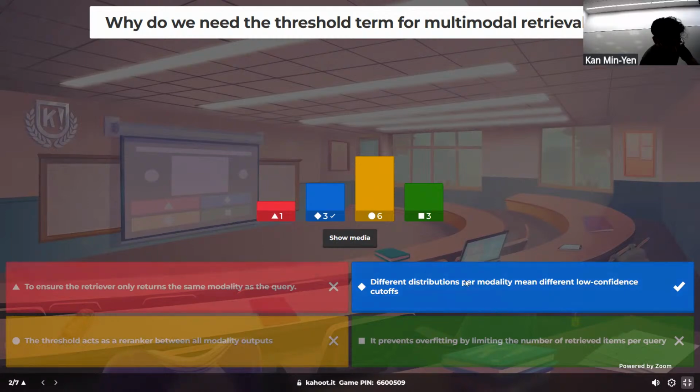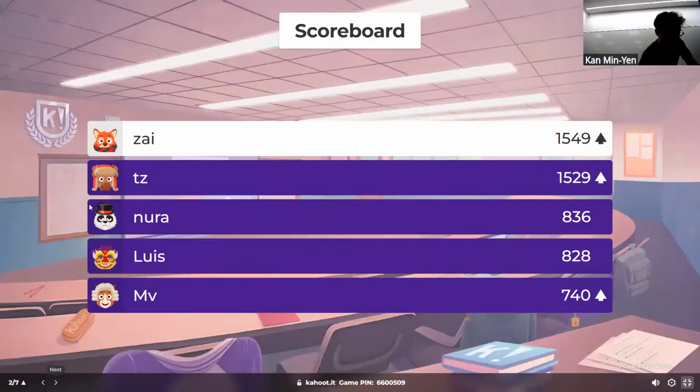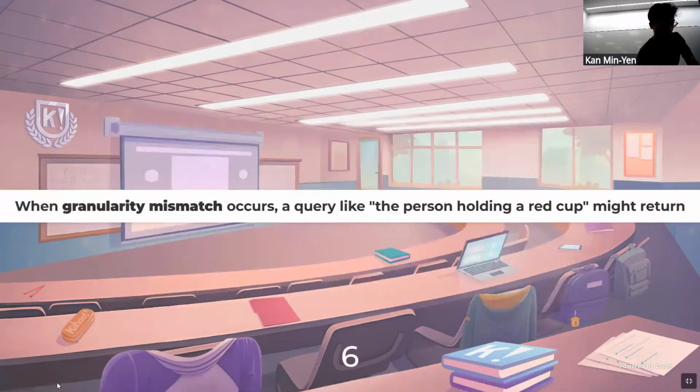Oh, and overfitting is also kind of a red herring. The threshold term does not have to do with overfitting. And now Sai is at the top of the leaderboard. Let's go to the next one. So this is about granularity mismatch.